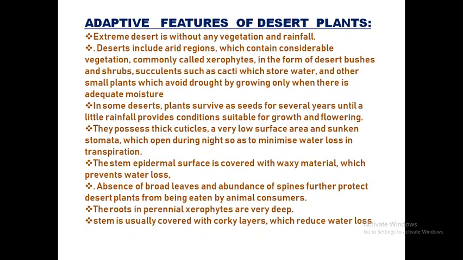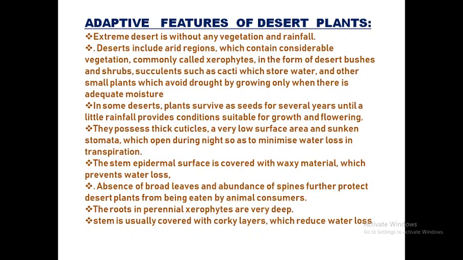Extreme desert is without any vegetation and rainfall. Now, what do you mean by extreme desert? That means where the condition is extreme, very hot, without rainfall. As a consequence, without rainfall means without vegetation. But there are some deserts which include arid regions. They contain considerable vegetation, commonly called xerophytes.